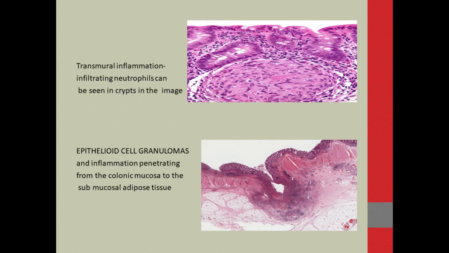In this picture, the first picture shows transmural inflammation. We can see infiltrating neutrophils in the crypts in the image. And below is the epithelioid cell granuloma and inflammation penetrating from the colonic mucosa to the submucosal adipose tissue. We can see the difference in the light and darkened region.